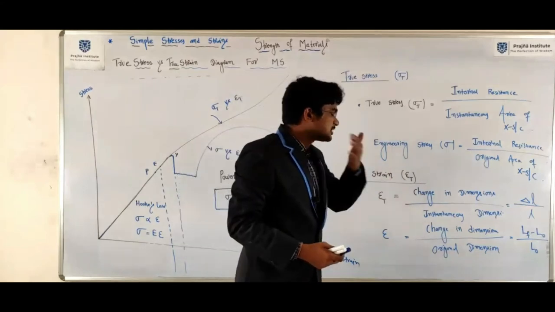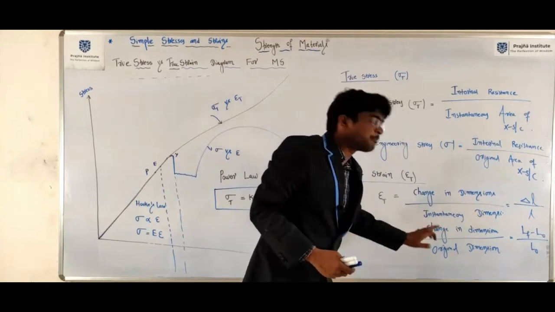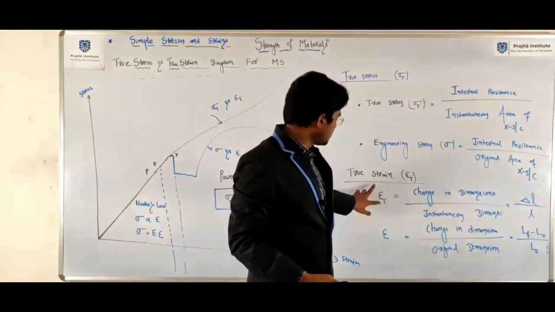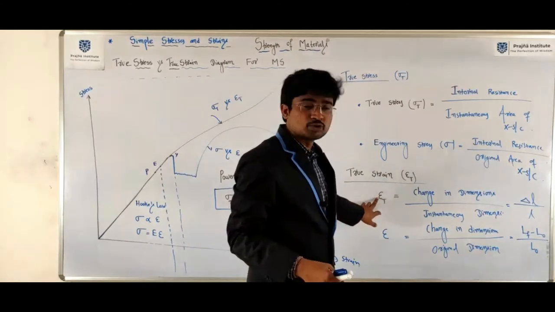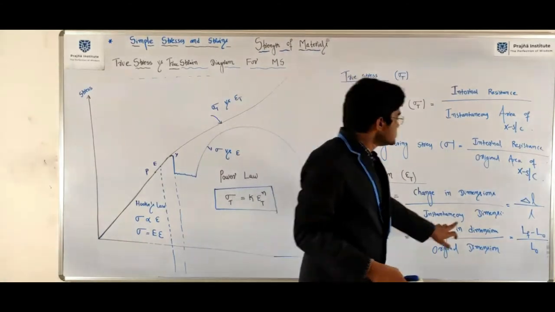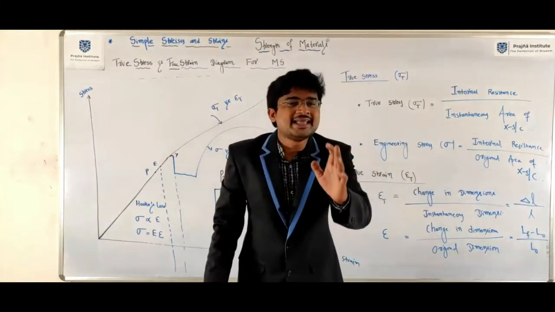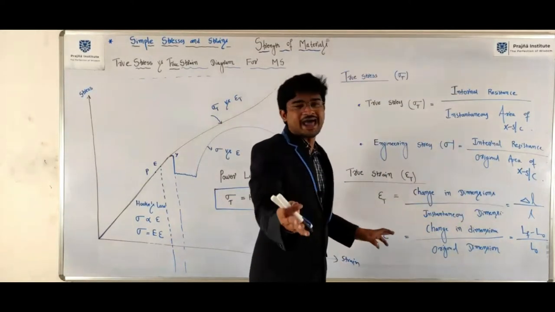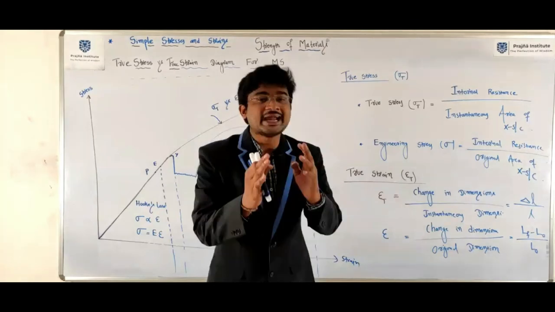Similarly, true strain is nothing but change in dimensions by the dimension at the particular instant of time. To calculate longitudinal strain, the load is acting along the length direction. For true strain, we calculate change in length by length at that particular instant of time. That is the true strain. So we need to take instantaneous dimensions to get the true value.